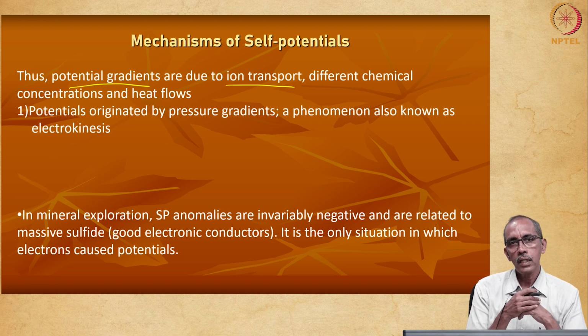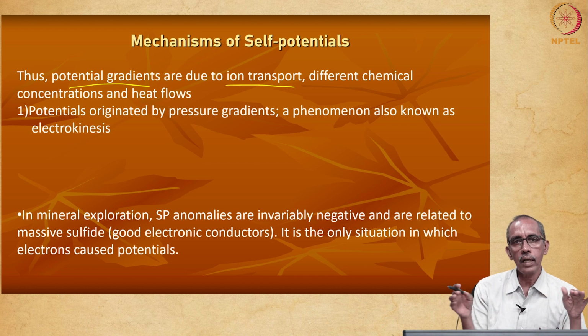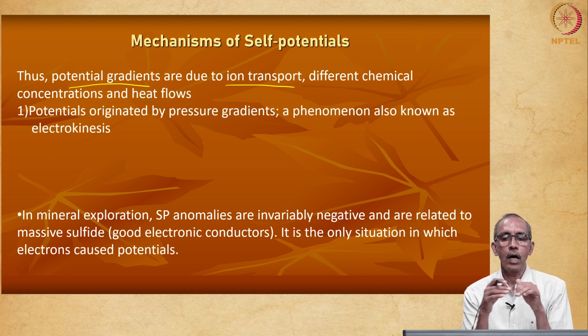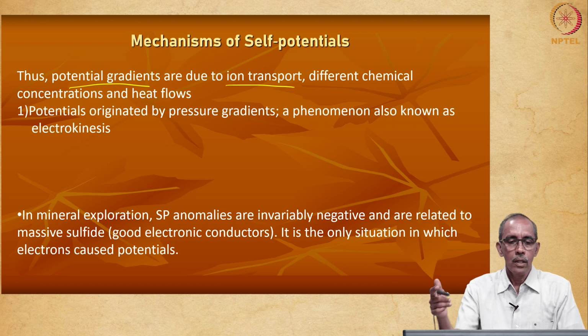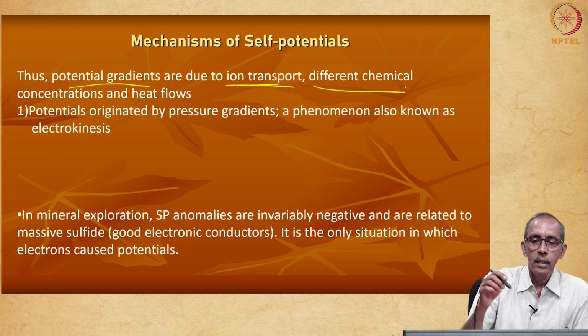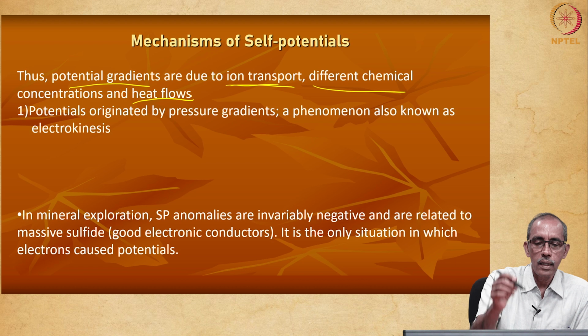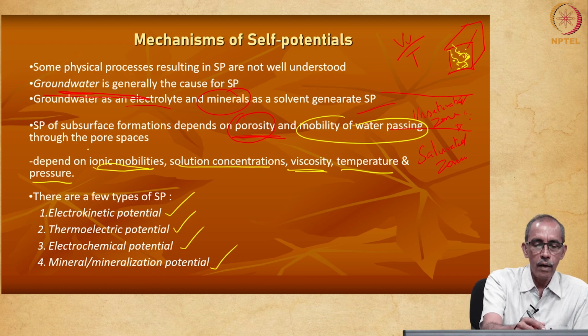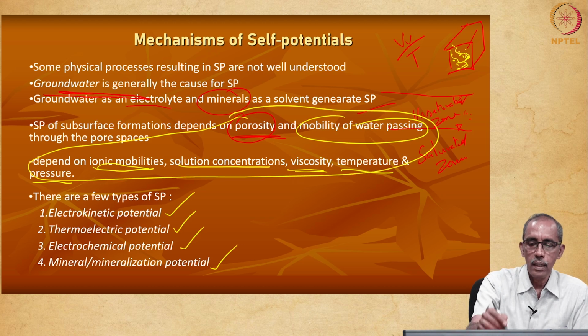Initially, there will be some potential gradient. Subsequently, after the movement is complete, the concentration is the same everywhere, so the electrical potential will also be the same. So these are the causes. One is the way in which ions are getting transported, changes in the chemical concentration, heat flow, and pressure, which is what we had seen on the previous page. All of them cause changes in the potential.